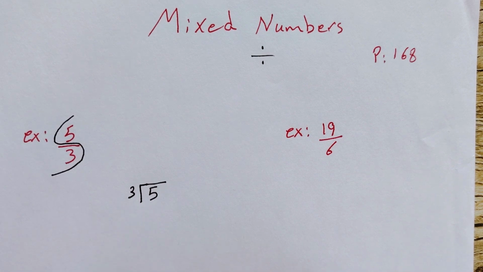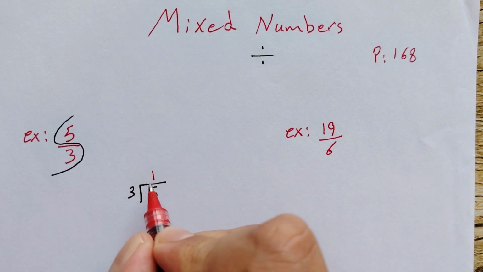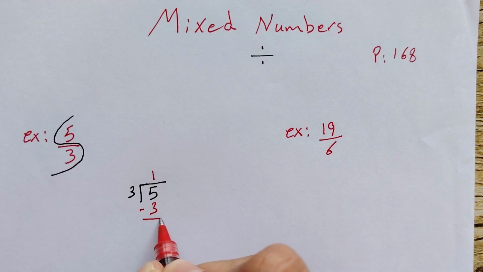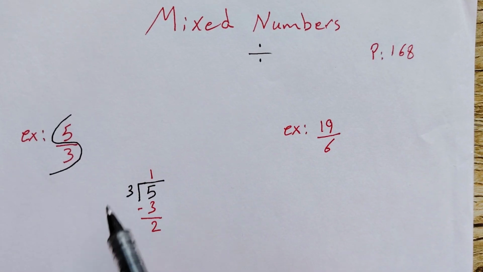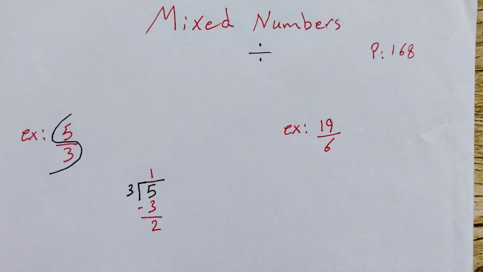5 divided by 3. How many 3's can we fit inside 5? Which is 1. Then we multiply 1 times 3 will be 3. Then subtract, it will be 2. Do I have anything else to bring down? No. So that's it.